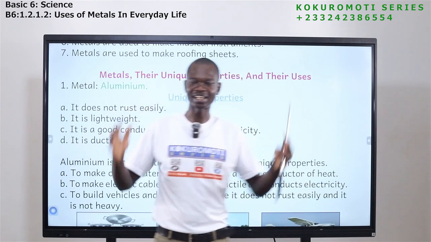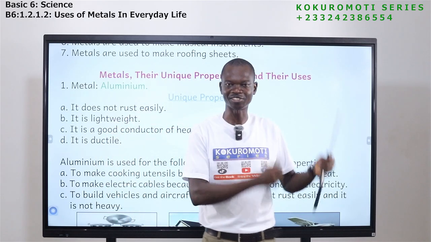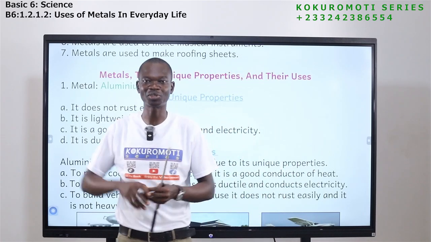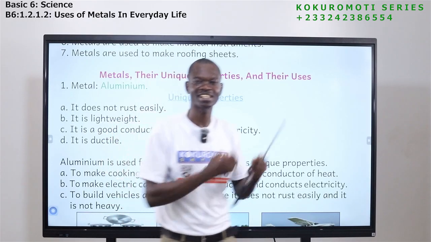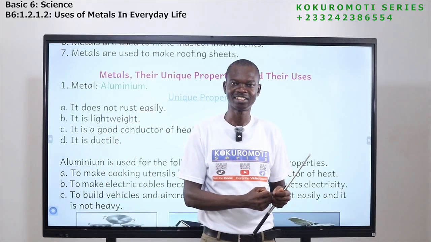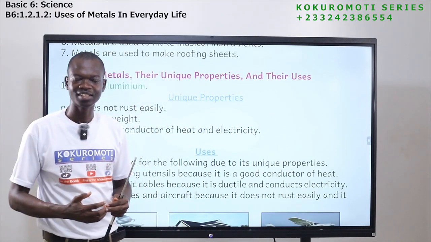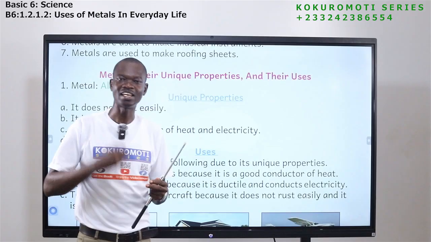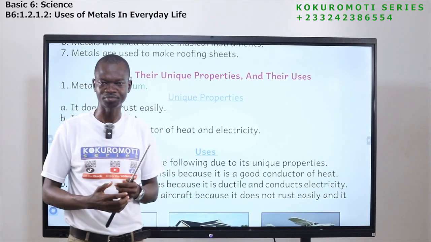Let's say you want to build an aeroplane. You don't need to use iron. You have to use aluminium because aluminium is not heavy. Iron is heavy. Do you get it? So all the metals, they are unique. They have something special that other metals do not have.